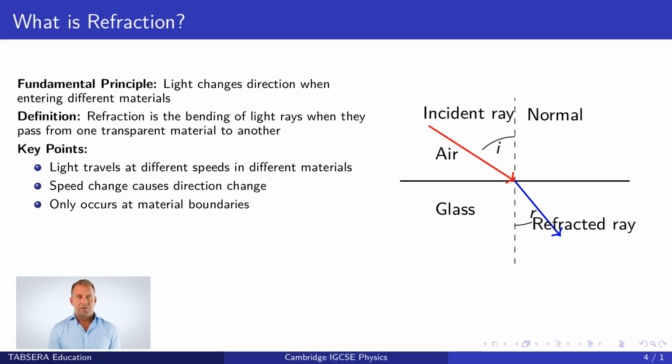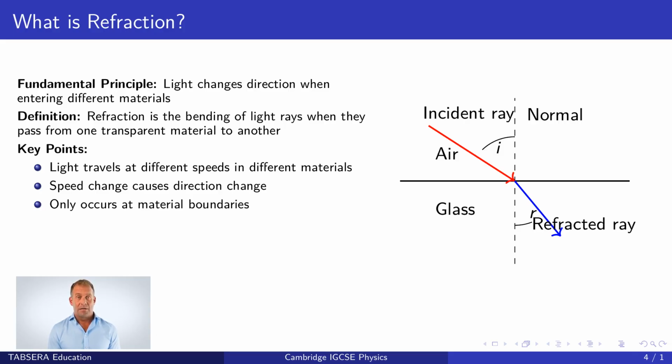Let's explore our first core concept. What is refraction? The fundamental principle states that light changes direction when entering different materials. This happens because light travels at different speeds in different substances. The definition is, refraction is the bending of light rays when they pass from one transparent material to another. Key points to remember: light travels at different speeds in different materials. This speed change causes the direction change, and refraction only occurs at the boundaries between materials.